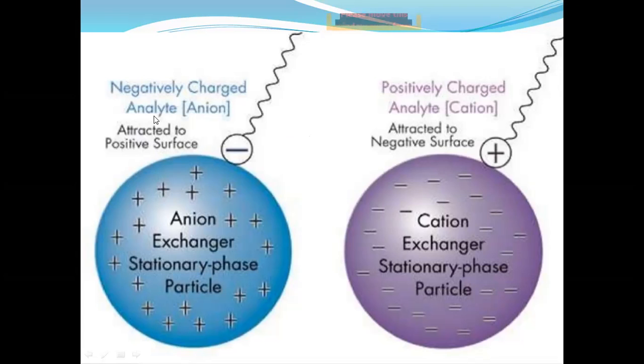So this is a negatively charged analyte anion attracted to the positive surface, and this is a positively charged analyte cation that is attached to a negatively charged surface. This negatively charged surface is nothing but resin, and that is attached to the resin. It cannot be movable. It is immobilized, or you can say it is a part of resin. This is an anion exchanger.